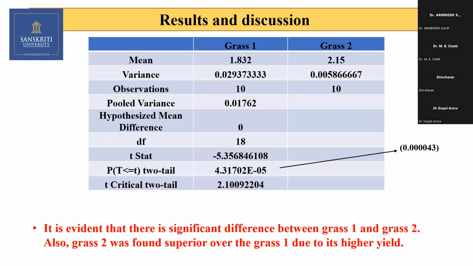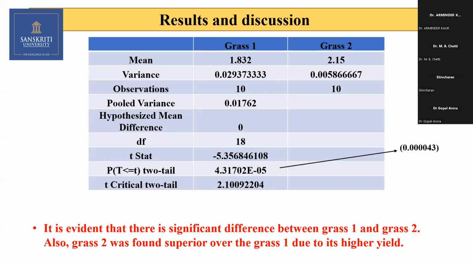You can see we have the mean, the variance, the observations, 10 in the first, 10 in the second, and the pooled variance. Whenever we have 2 groups, we combine the variances. So that is the pooled variance of the whole 20 observations. In this case, it is 0.01762. And the hypothesized mean difference is 0, which means we always assume that there is no difference between the 2 populations. And the degrees of freedom, I told you, whenever there are 2 groups, it is n1 minus 1 plus n2 minus 1. So 10 minus 1 plus 10 minus 1 becomes 18 degrees of freedom.